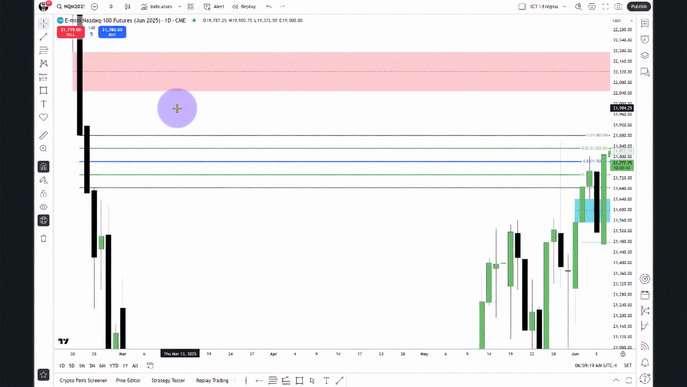and I want to talk a little bit about the keys to success trading troubled markets. Now, a troubled market is obviously what we're engaging right now.